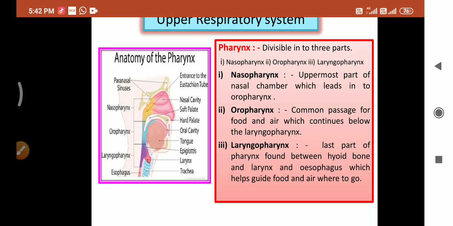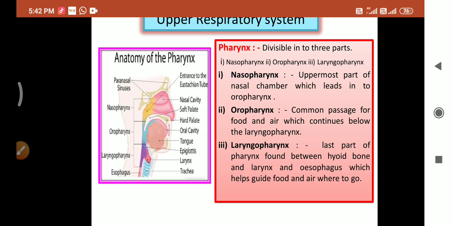Uppermost part of nasal chamber which leads into oropharynx. Okay, so that is very simple. Oropharynx, common passage for food and air, which continues below the laryngopharynx. Okay, so oropharynx, this is the common passage.